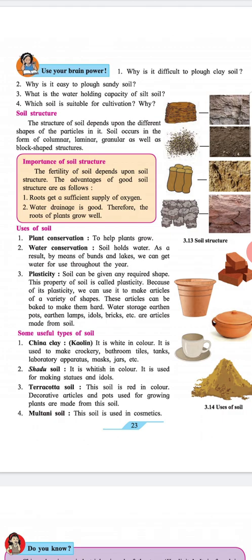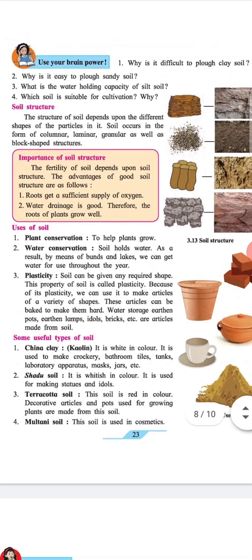Why? Soil structure. The structure of the soil depends upon the different shapes of the particles in it. Soil occurs in the form of columnar, laminar, granular, as well as block shaped structures.